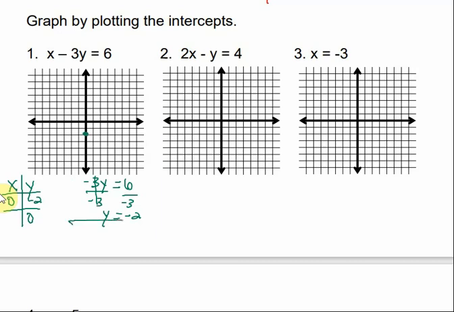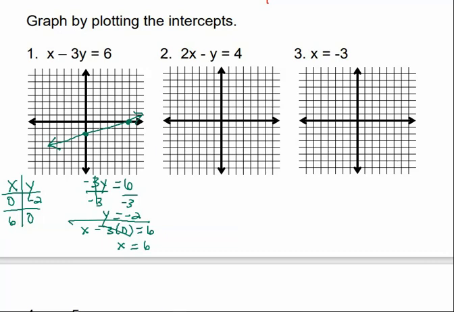And then for my x-intercept, I put in 0 for y. So I have x minus 3 times 0 equals 6. Well, the -3 times 0 is just 0, so that goes away. So x equals 6. So on my x-axis, it's a positive 6, so I'm going to go to the right 6 spaces. 1, 2, 3, 4, 5, 6. And then I connect my points and make sure you put arrows at the ends to draw my line.